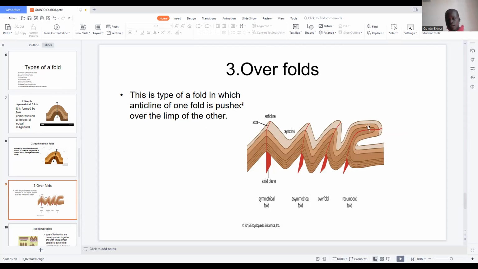Have you seen this part? One fold, this part, is pushed over the limb of the other fold, this part. So it means this part has been pushed by one fold which has a greater magnitude or a greater force. This is now our overfold.